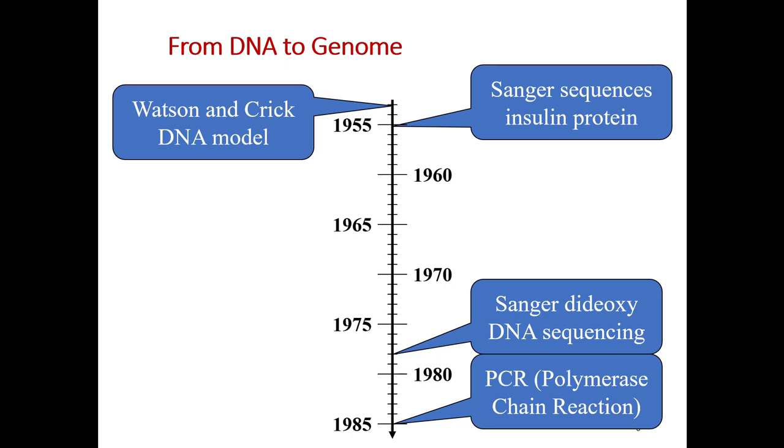So what happened in the 19th century, there was one scientist, Frederick Mischer. He isolated the nucleus and then isolated a material from the nucleus. And he named that material nuclein. The purpose of giving that name was that it was isolated from the nucleus. So that's why he gave the name nuclein.